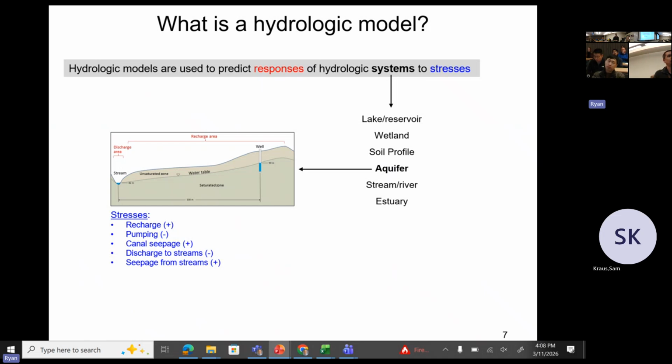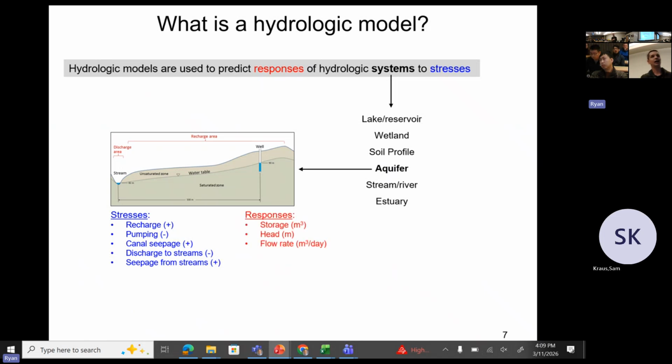Now, for an aquifer, we have stresses. We have recharge coming in from rainfall or irrigation. We can have pumping that is extracting groundwater. Canals can seep. That's going to be a source of groundwater. We can have an outflow, discharge to streams over here. If you have a higher water table than the stream, then you have outflow. Or if you have a lower water table, you can have streams that seep water and recharge the aquifer. So these would be our main stresses on the aquifer.